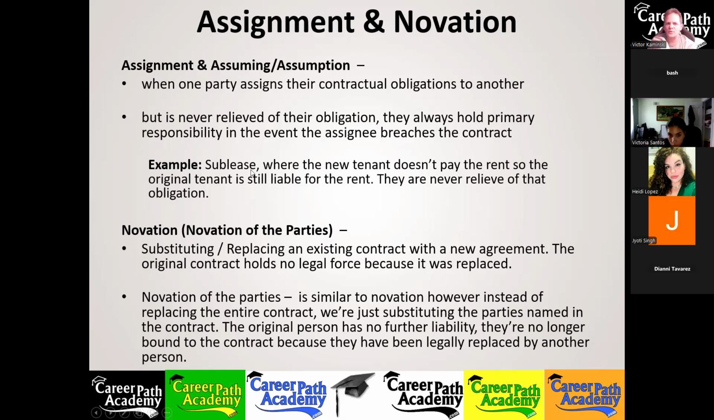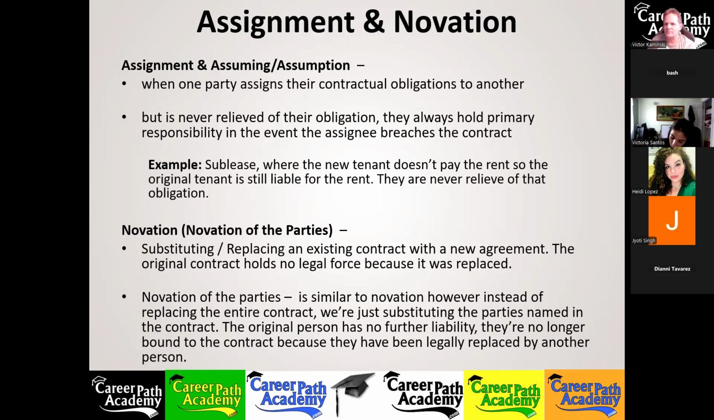An example of this would be a sublease, where the new tenant doesn't pay the rent, so the original tenant is still liable for the rent if the tenant you were subletting to does not pay. The original person who signed the lease is never relieved of that obligation to make sure the rent is paid. Most leases have a clause saying that you cannot sublet, but if the landlord were to allow it, you're never relieved of your obligation to make sure that rent is paid.